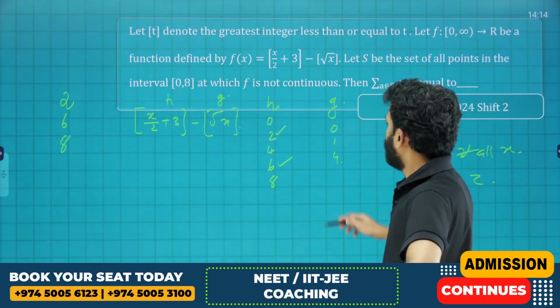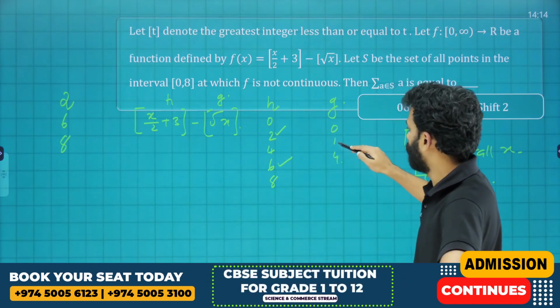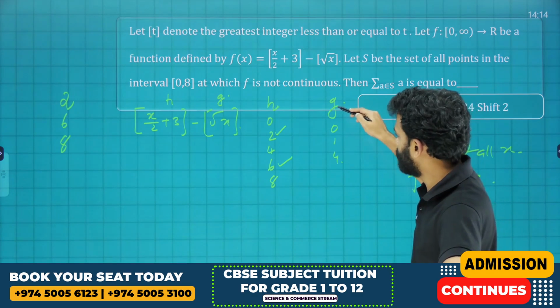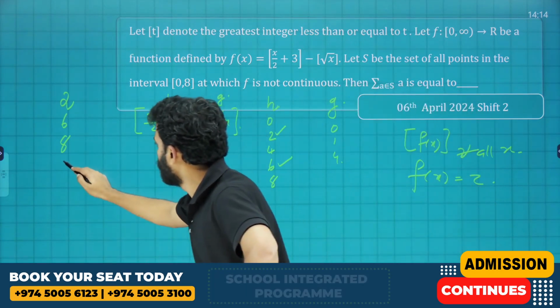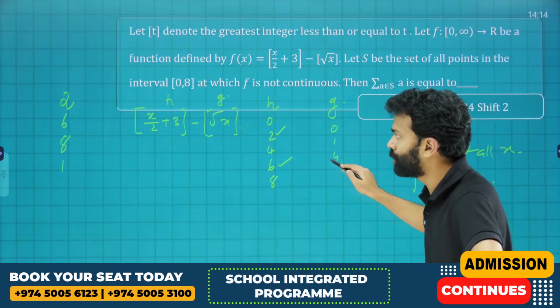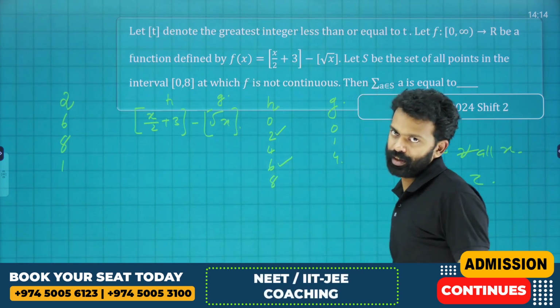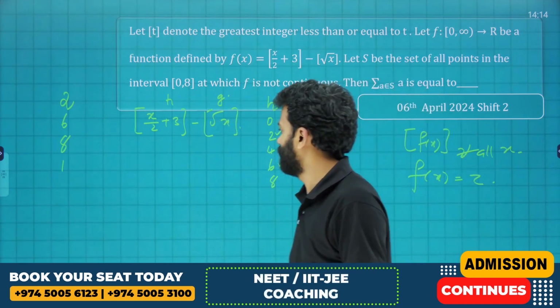Next one. We can go for this one. At 0, that is common. We can figure out that later. What about 1? At 1, exclusively g is discontinuous. Therefore, we can go for 1 also. Total that will make it discontinuous. And at 4 is common. Okay, at the point 4, functions h and g are discontinuous. Therefore, we need to check the left hand limit and right hand limit here.